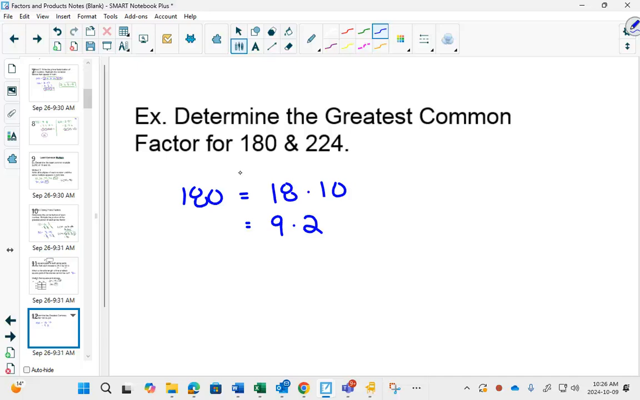And then 10, there's really not very many options, is there? The only option for 10 is 5 times 2. Can you break up any of these? Absolutely. The 9 is 3 times 3. There's your prime factorization of 180.